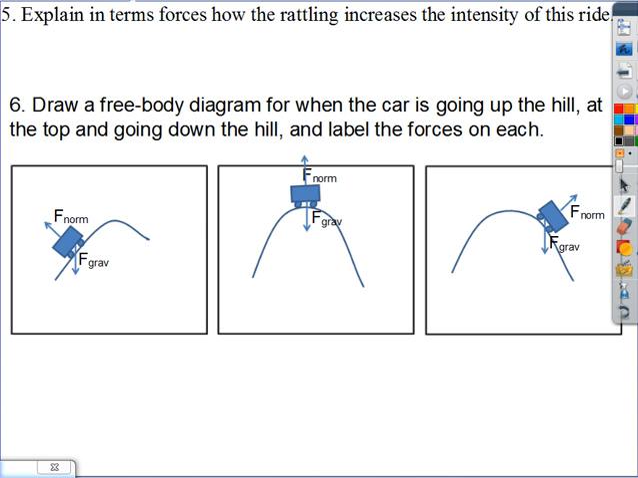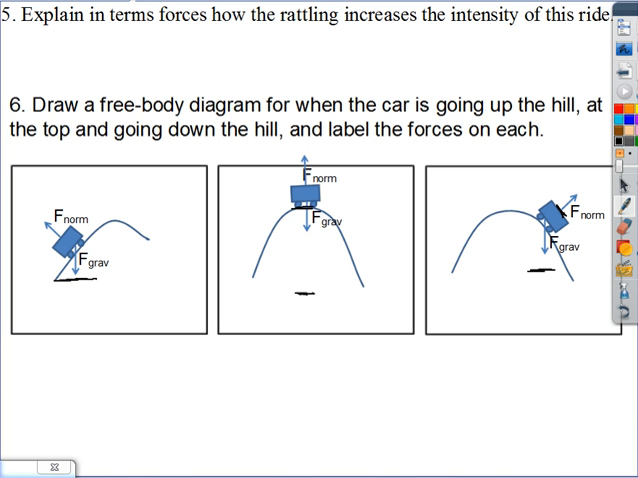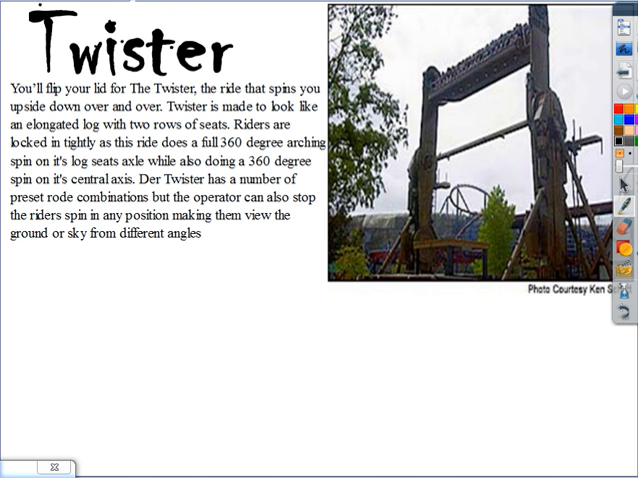Okay, free body diagrams. Again, I made these carts, but you don't have to be as fancy as me on the draw. You can just use boxes. What I do want you to notice is that as you're going up the hill, you've got the force of gravity, which is always perpendicular to the ground, but the normal force is perpendicular to the angle of the hill. So that's how you should draw those. When you're at the top of the hill, the angle of the hill and ground are the same, so this just looks like a regular free body diagram. And then when you're going down the hill, again, gravity is perpendicular to the ground, and the normal force is perpendicular to the angle of the hill, or the angle of the cart, which is what you want to use there.